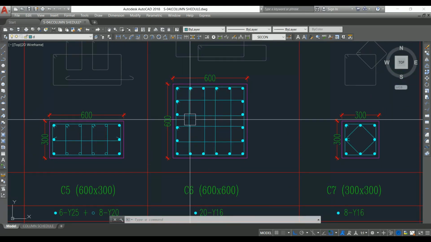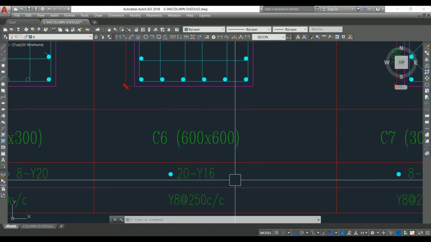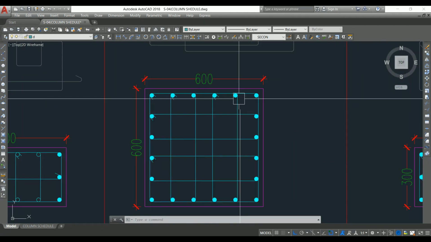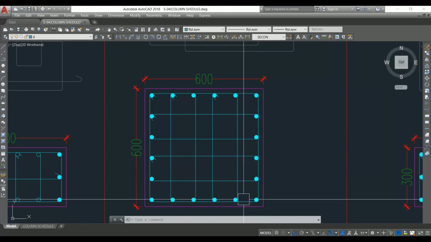So let's look into the arrangement. Here we don't have two different dia bars, only we have 16 mm dia bar. So in this direction 6 numbers, in this direction 6 numbers.